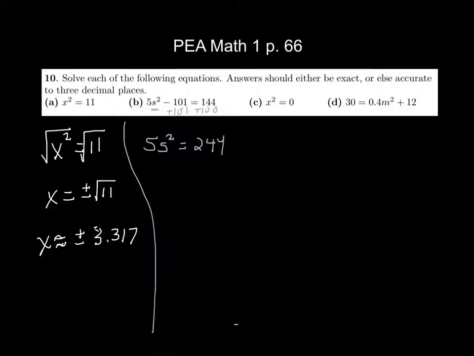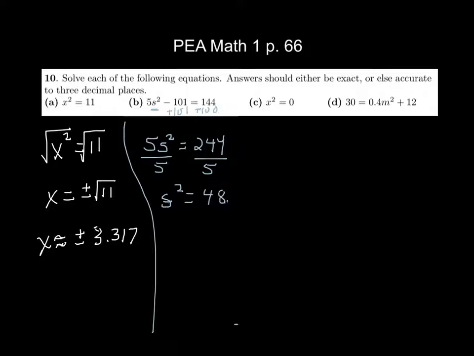Now, the problem that I actually end up having is that my 5's and s's look very similar, so I have to make sure that I remember this is the variable s. I still want to get the s squared by itself, so it's multiplied by a 5, so I need to divide by 5. Sometimes I'll put a little line through my s just so I remember that that's an s and not a 5. So s squared equals 244 divided by 5, which is 48.8.